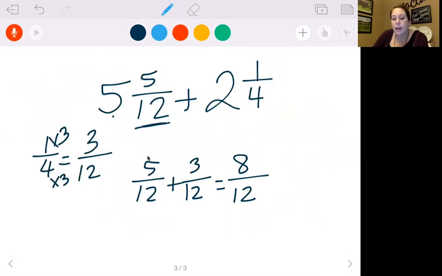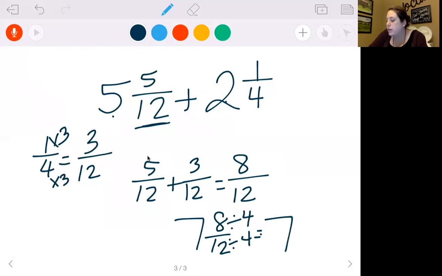However, I can't leave it that way. I'm going to divide them both by 4. 8 divided by 4 is 2. 12 divided by 4 is 3. So my final answer is 7 2/3. Okay.